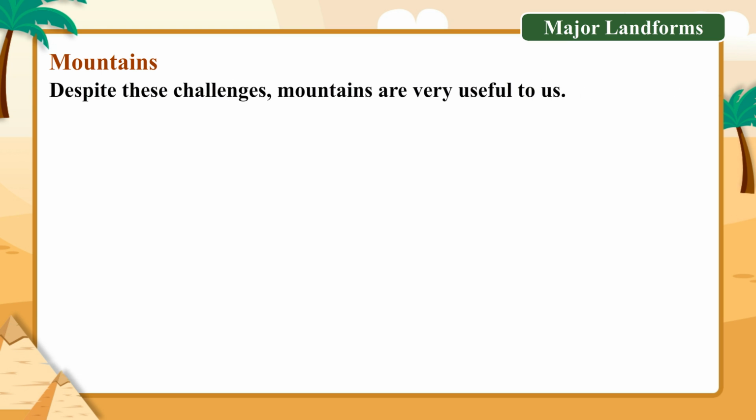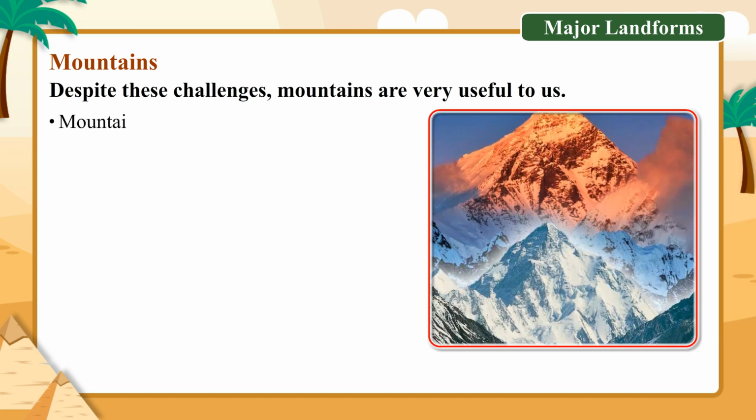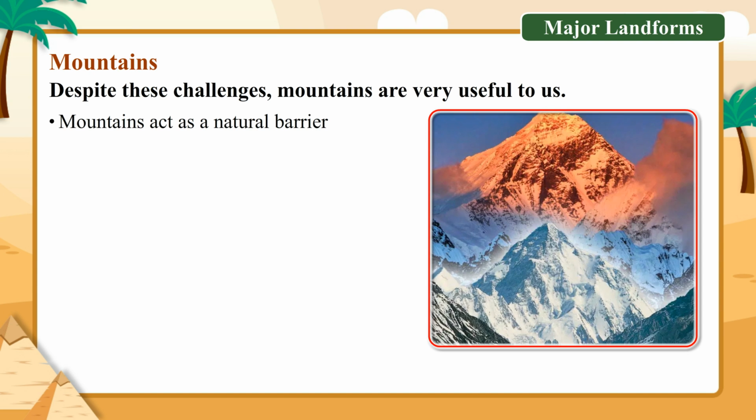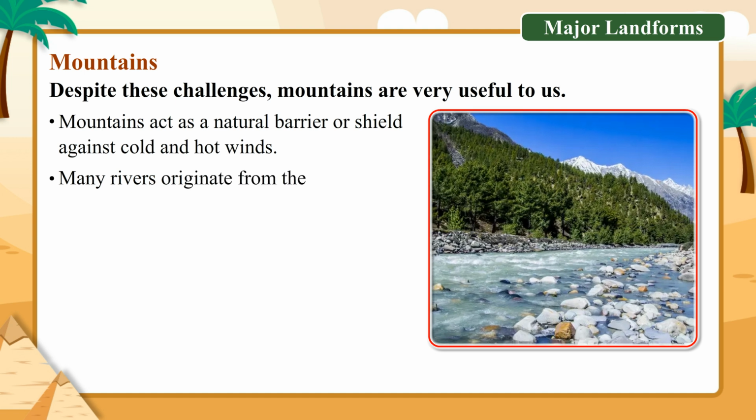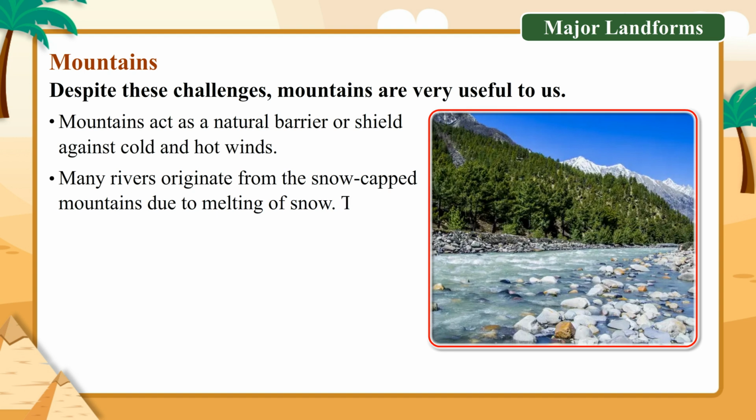Despite these challenges, mountains are very useful to us. Mountains act as a natural barrier or shield against cold and hot winds. Many rivers originate from the snow-capped mountains due to melting of snow. These rivers provide us fresh water.